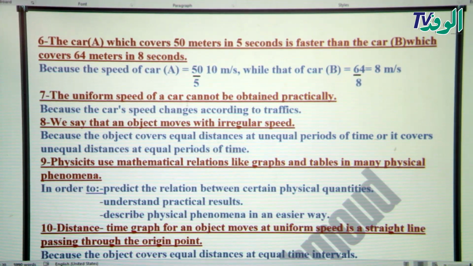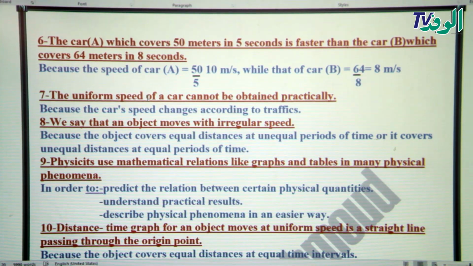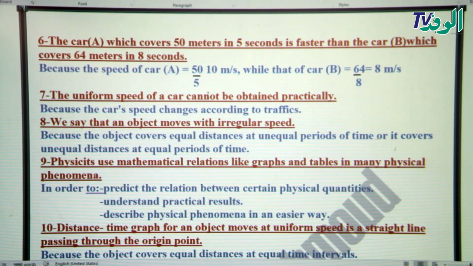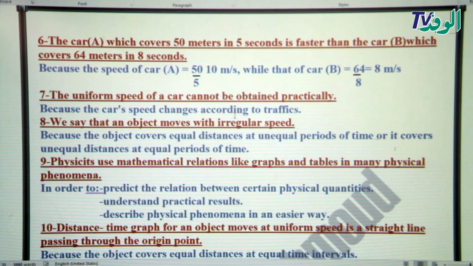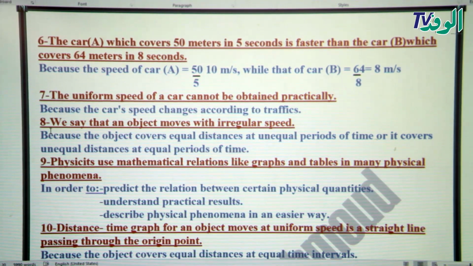The uniform speed of a car cannot be obtained practically. We said this many times. Why? I can't drive a car in downtown and keep a uniform speed. Why? Of course, because the car speed changes according to the traffic or traffic problems. Very good.